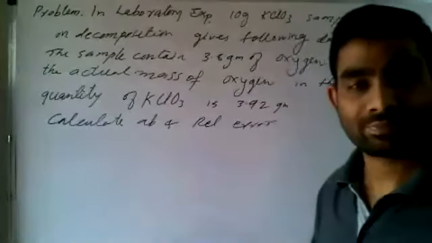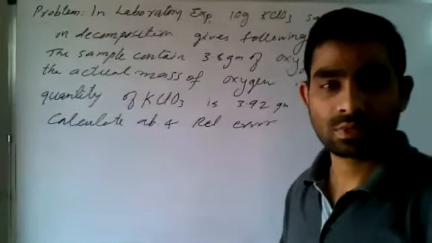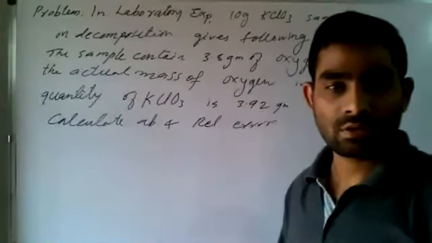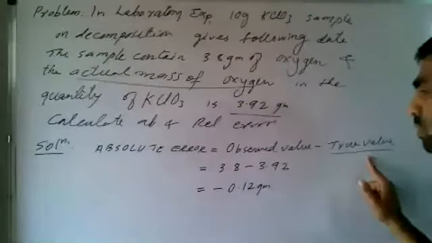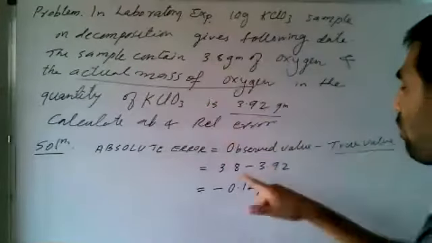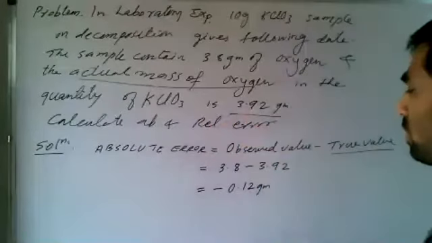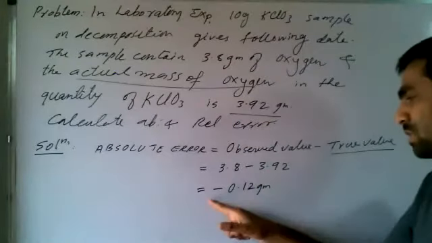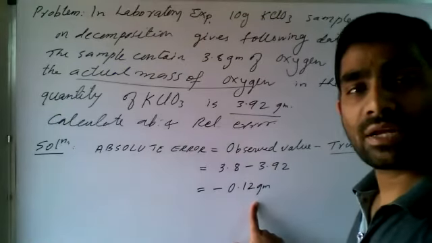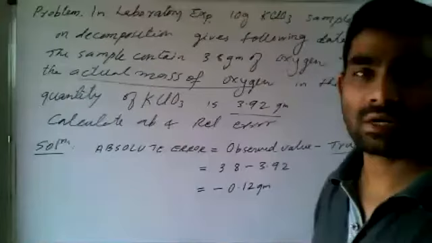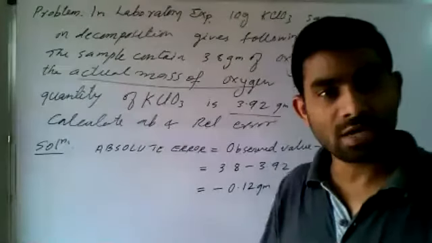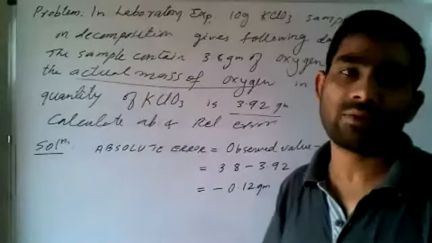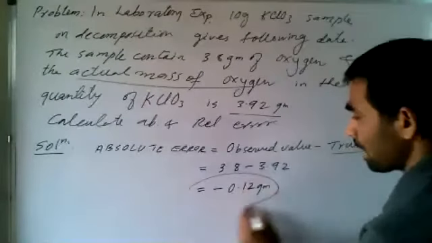So it is very simple. See, we apply the solution. Absolute error is equal to observed value minus true value. What is observed value? This is the observed value. What is true value? 3.92 is the true value. So after subtracting, we get the minus sign. It means that absolute error can be negative. Positive or negative, no problem. So this is what we got, this absolute error.